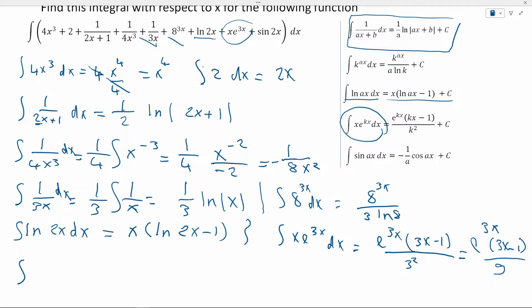Oh, finally, my last one, the integral of sine 2x dx. I have a rule for this one. That is minus 1 over 2 cosine 2x, and then there will be a c here.